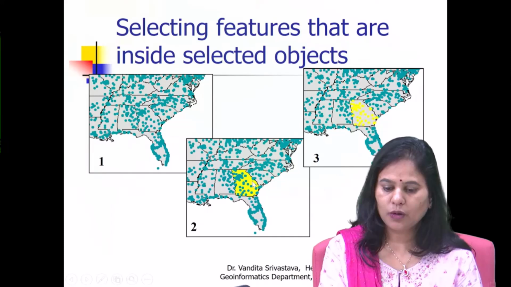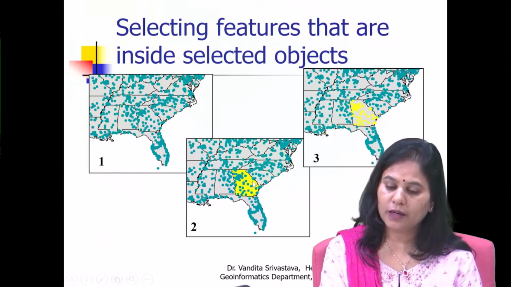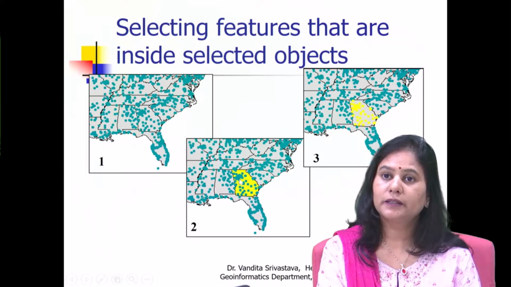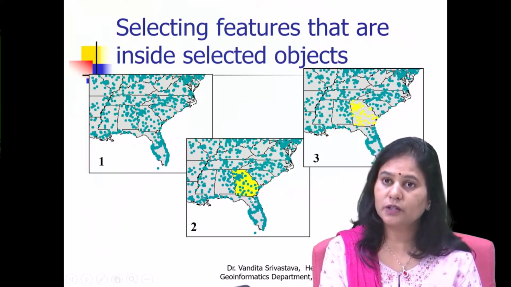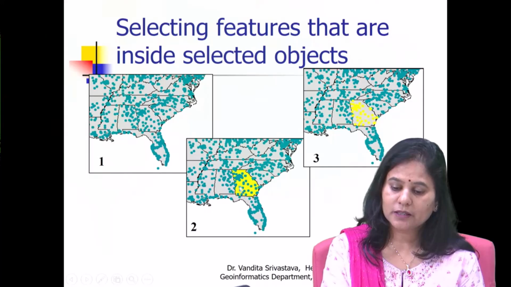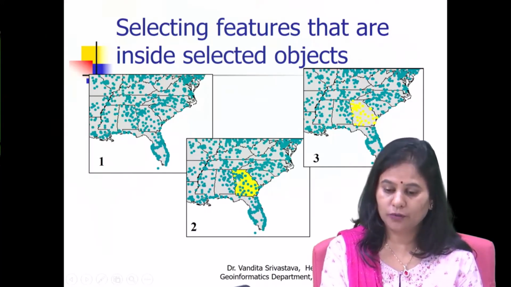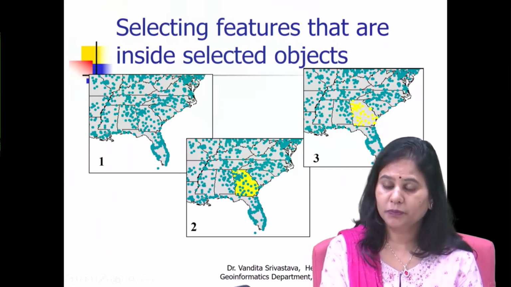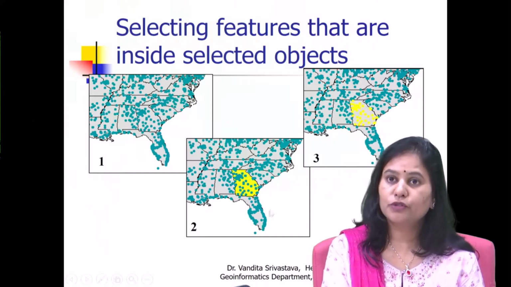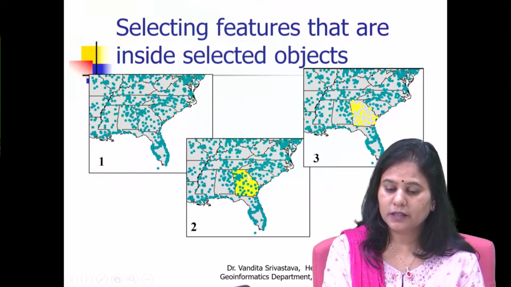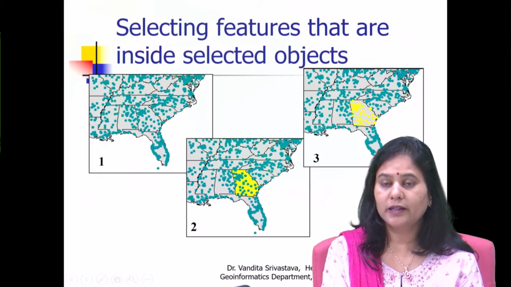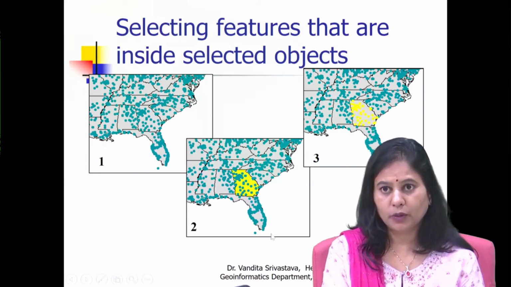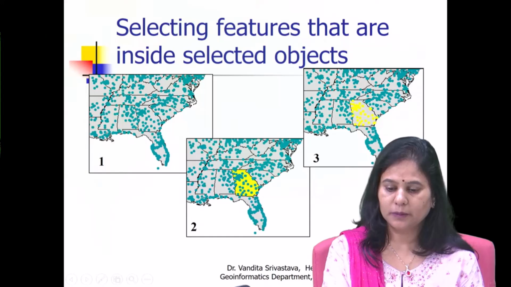The moment I do this attribute query, this state is highlighted in yellow color. Now I will perform one spatial query, because I'm interested in all those cities that are inside this particular polygon, which is the state of Georgia. So I will say select all the point features, which are the cities, that are inside. I will use the inside relationship, with the state of Georgia. So select all the cities that are inside the state of Georgia. To get this answer, I need to make two queries, one attribute query and one spatial query. I hope that is clear.